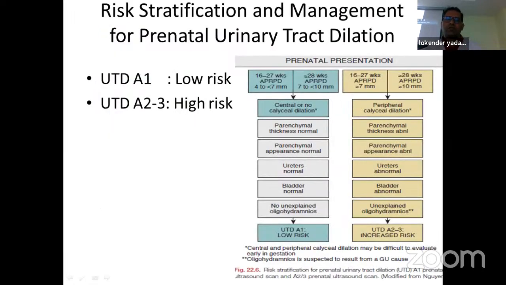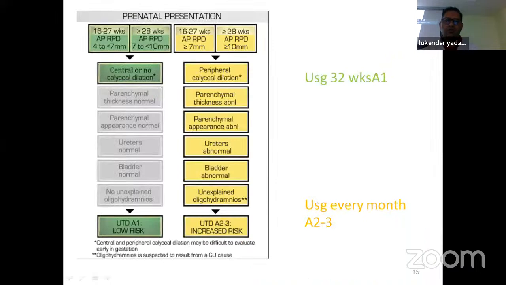The risk stratification for prenatal urinary dilatation is grouped into low risk and high risk. In the UTD low risk group, the APD diameter is less than 7 mm up to 27 weeks, and 7 to 10 mm at more than 28 weeks. The high risk, UTD with increased risk, is an APD of more than 7 mm up to 27 weeks and more than 10 mm after 28 weeks.